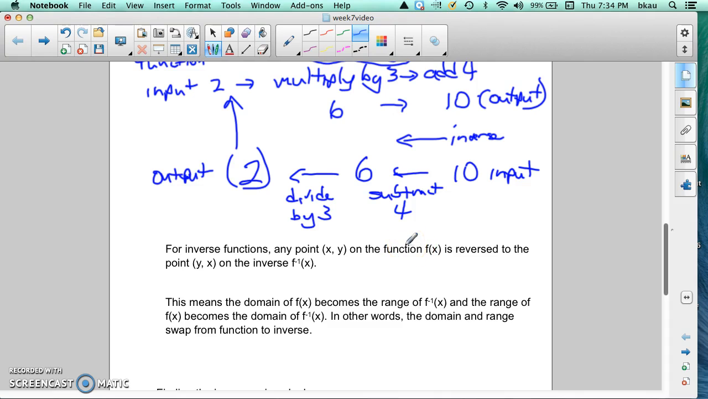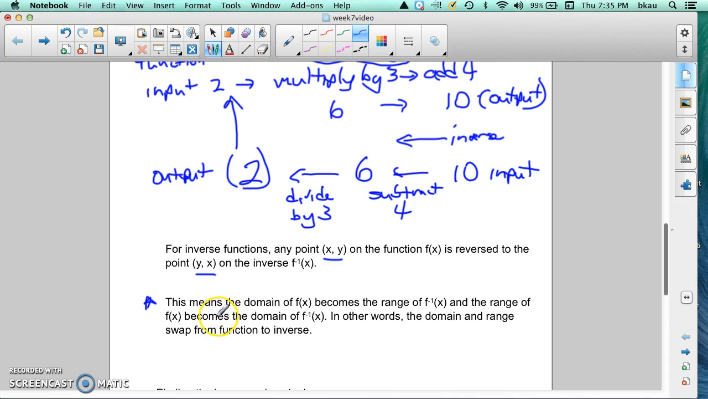All right, some information about the inverse. At any point on the graph or on the function, what's going to happen is that it gets reversed. So on the function, when you have an xy point, on the inverse, you're going to have a yx point. The function reverses the point on the graph and in the function, because we're reversing what we do here. So x becomes y and y becomes x.